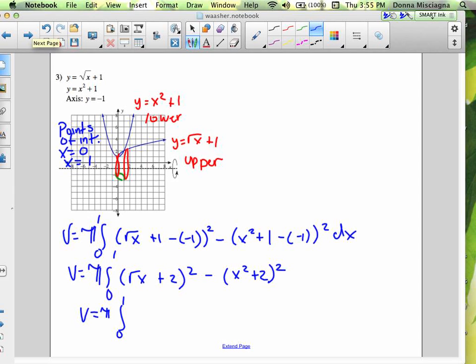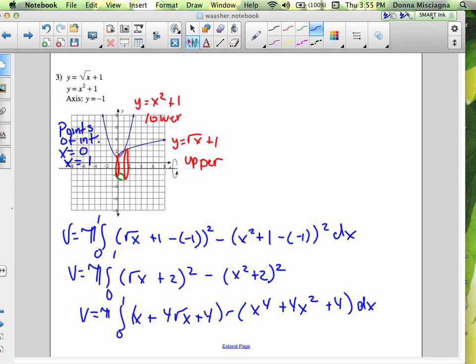Square root of x times square root of x, that's going to be x. I've got 2 times the square root of x plus 2 times the square root of x. That's 4 times the square root of x. And then plus 4. And then minus, got to square first. So I'm going to have an x to the 4th plus 2x squared plus 2x squared, which gives us 4x squared. And then a plus 4.